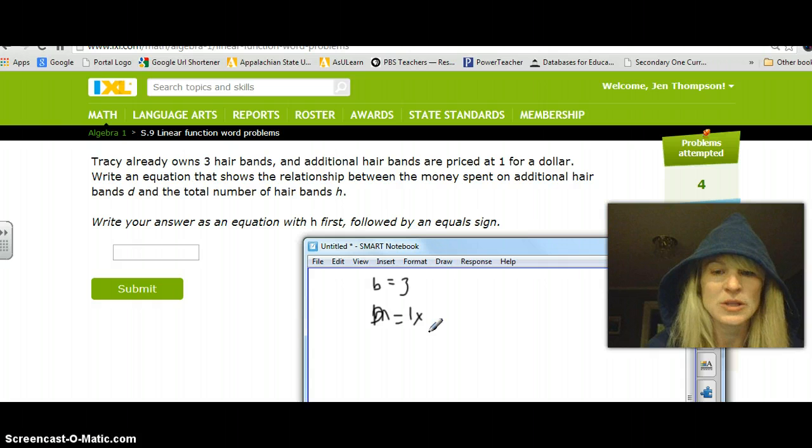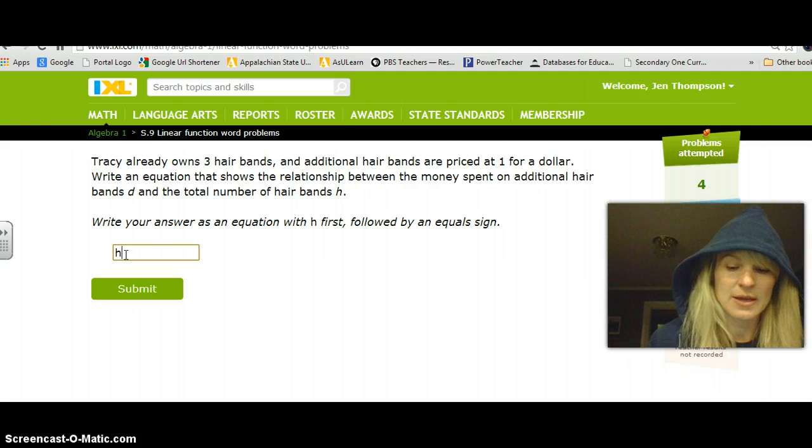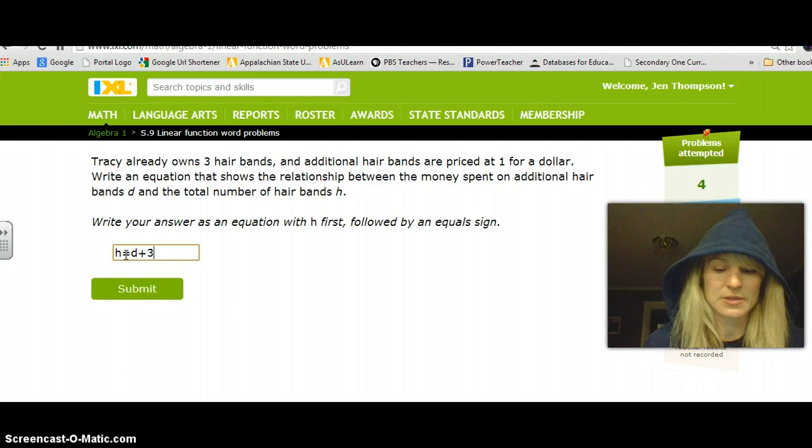Write an equation that shows the relationship between the money spent on additional hair bands, D, and the total number of hair bands, H. So if I would put this in my slope-intercept form, I'd have 1x plus 3. So it's telling me here that I need to use D for the money and H for the total. Well, that equals H, so that's got to be my total. So I'm just going to replace x with D and y with the H for the total. So it'd be H equals, I could put 1D or just D plus 3.